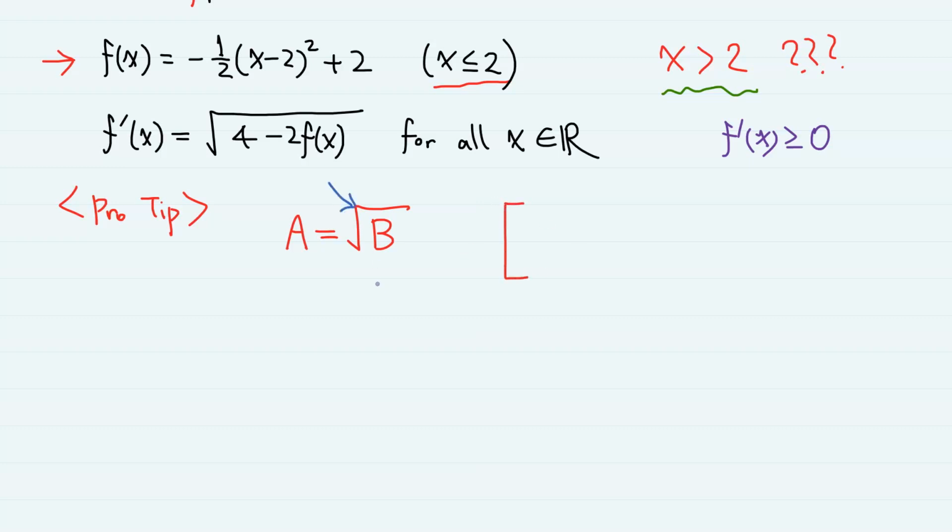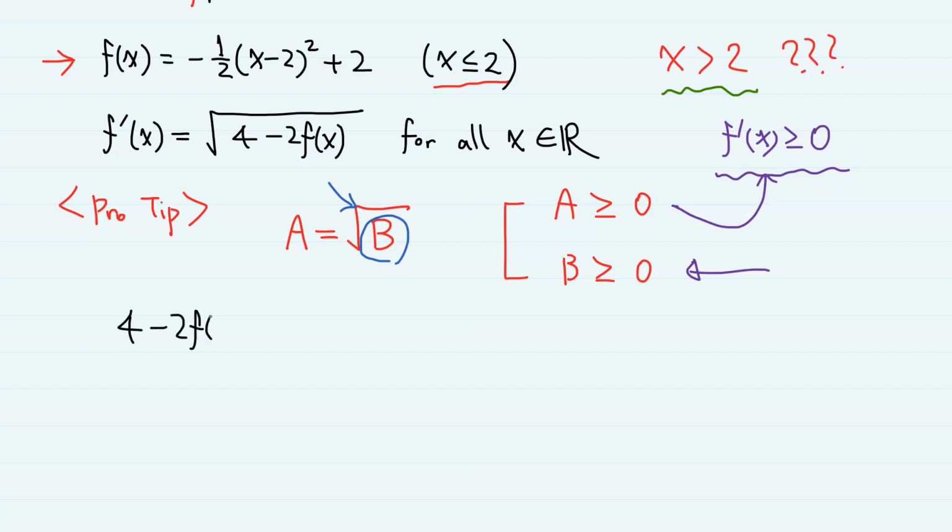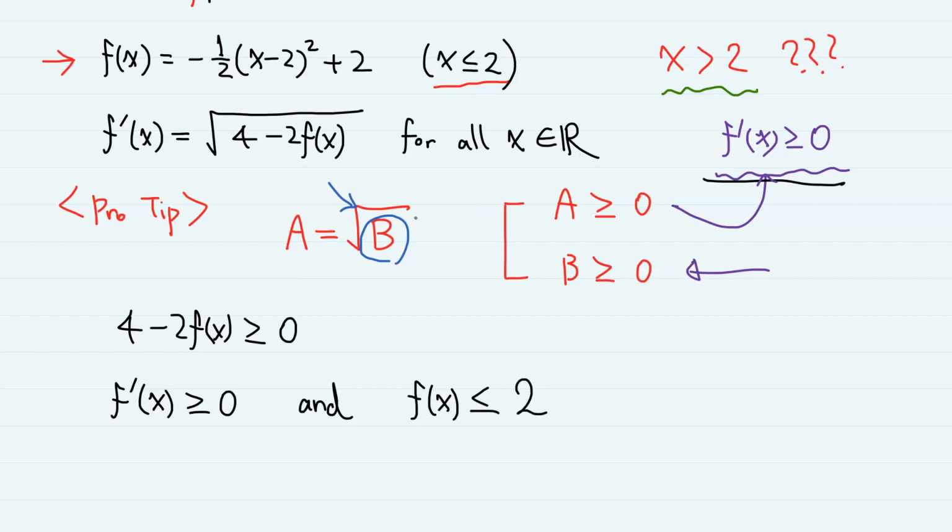First, the square root of something cannot be negative, so we have a, which is square root of b, must be non-negative. Second, the inside of the radical sign also must be non-negative, so we have the condition b is non-negative. So this first condition gives f prime x non-negative. And for this second condition, we have 4 minus 2f(x) is greater than or equal to 0. So the combined conditions are, first, the derivative is non-negative, and second, f(x) is less than or equal to 2 for all real numbers x.